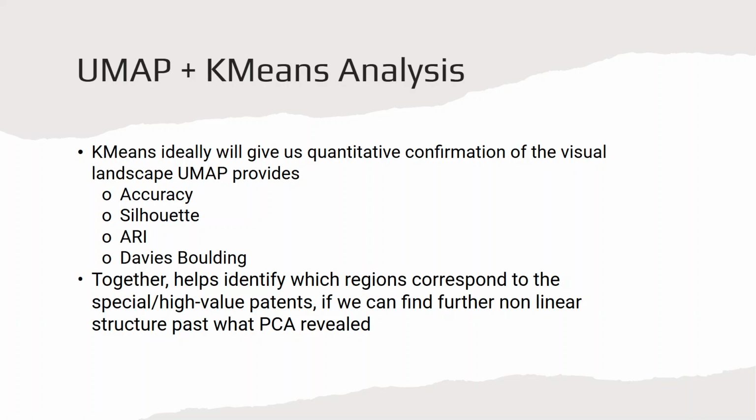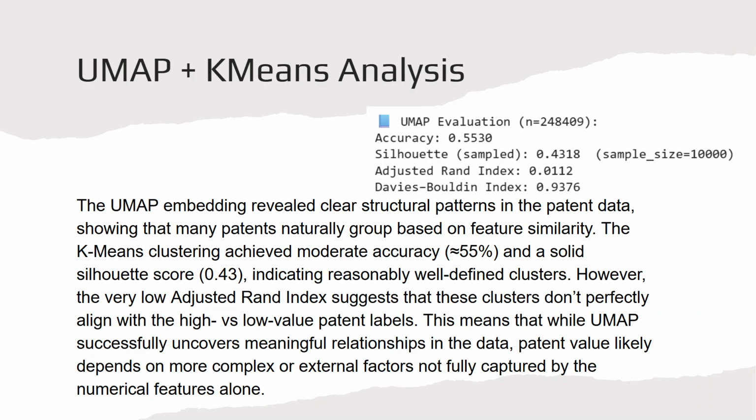And looking at the results from that calculation, you can see our accuracy score is 0.55, silhouette score is 0.43, adjusted Rand index is 0.01, and Davies-Bouldin is 0.9. So the UMAP embedding revealed clear structural patterns in the patent data, showing that many patents naturally group based on feature similarity. The k-means clustering achieved moderate accuracy and a solid silhouette score, indicating reasonably well-defined clusters.